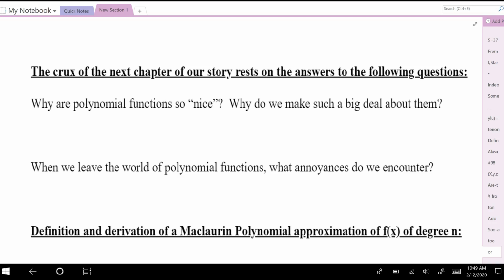So the first question is, why are polynomials so nice? Why do we love them so much? And why is it when we leave the set of polynomials, things get a little bit hairy? Well, you may remember polynomials, of which linear and quadratic functions are a part. Polynomial functions are continuous and differentiable for all real numbers, right? They have a domain of all real numbers.